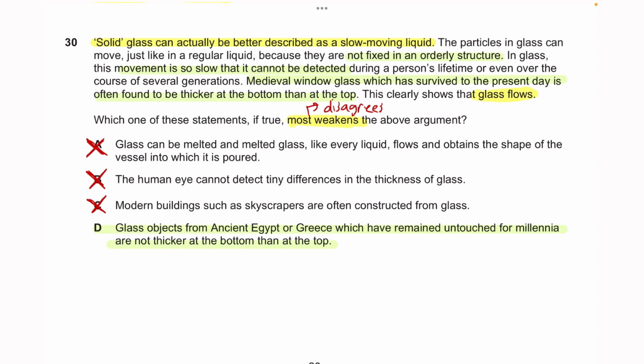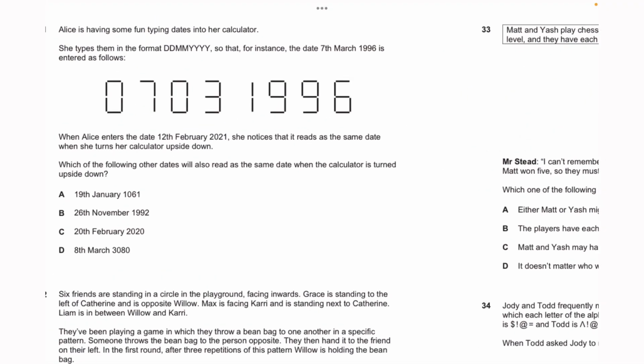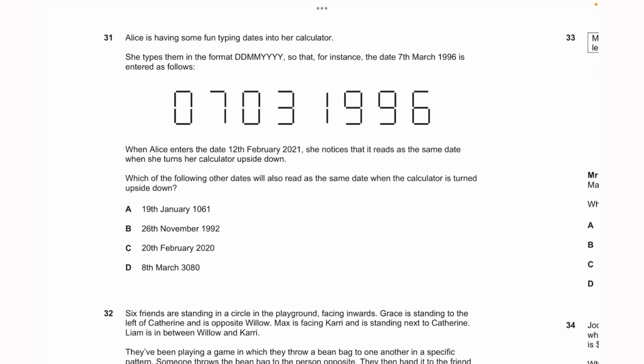Now, a very similar question to this in the 2021 paper was question 5, where both questions involve determining a flaw in a person's reasoning using the given information. Students have to identify the mistake in the individual statement. Neither question involves any math. Okay? All right, let's move on to the next question, question 31.